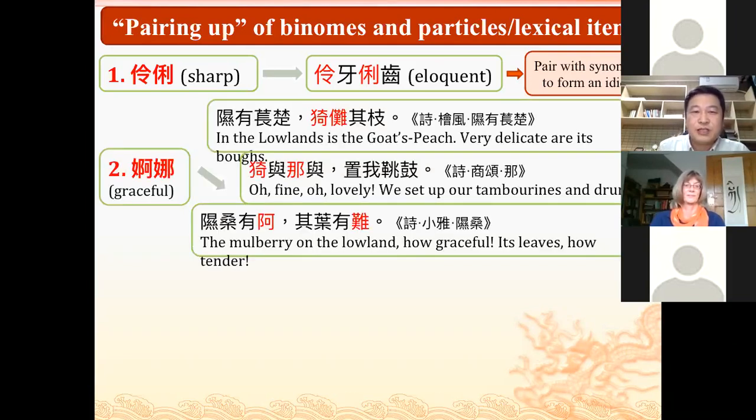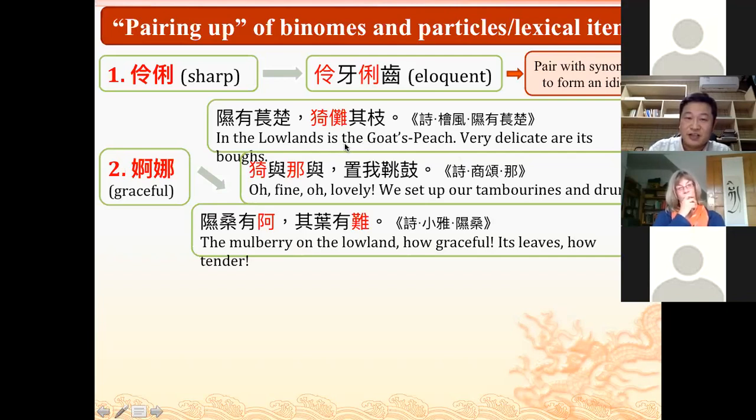In other cases, for example, in the Book of Songs, there are some very special uses of binomes. For example, in the poem called 西有长处, we see the term 婀娜. 婀娜 is a term still in use nowadays. For example, we usually use this term to describe a dancer or the branches of a tree in the wind. The gracefulness.